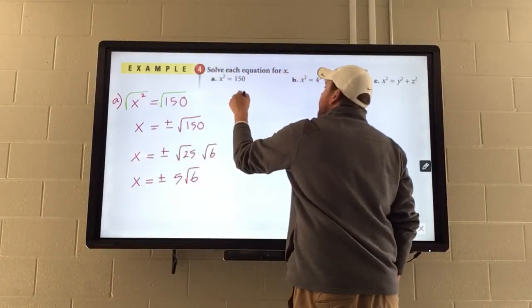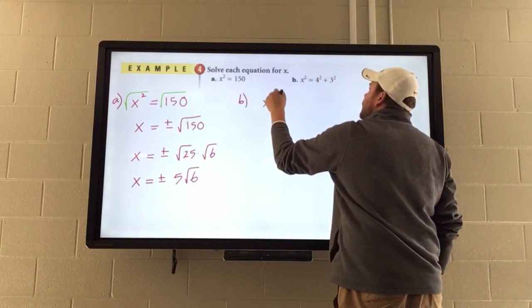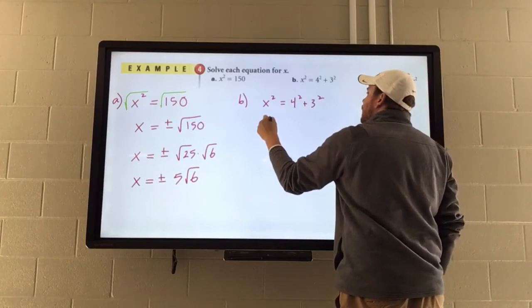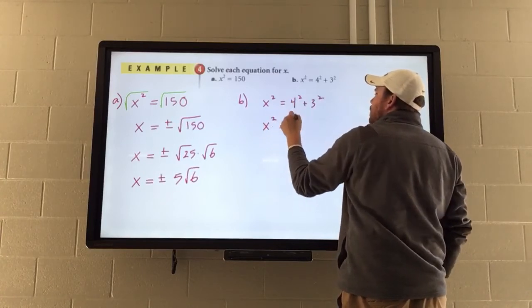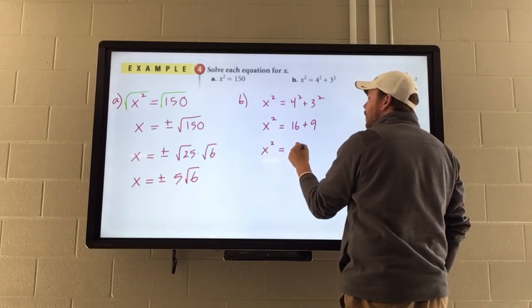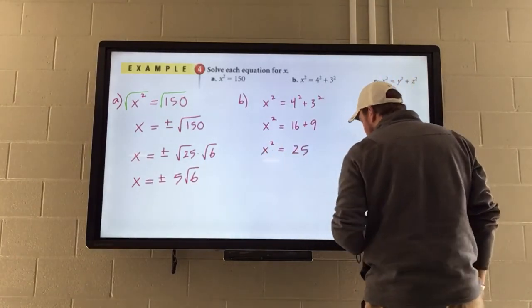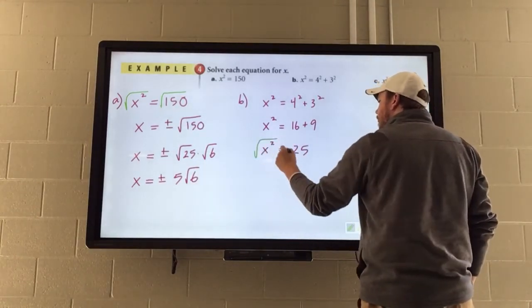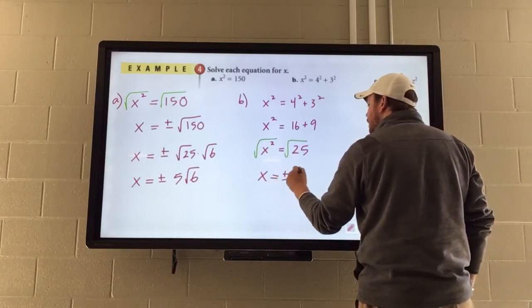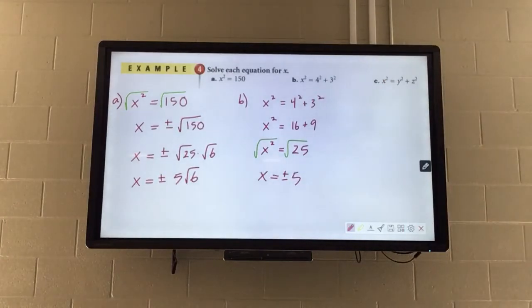For b, x squared is equal to 4 squared plus 3 squared. Here's what I'm thinking. Let's make this simple. 4 squared is 16, 3 squared is 9. We get x squared is equal to 25. Take the square root of both sides. X is equal to positive or negative 5. Just to make that one a little more simple.